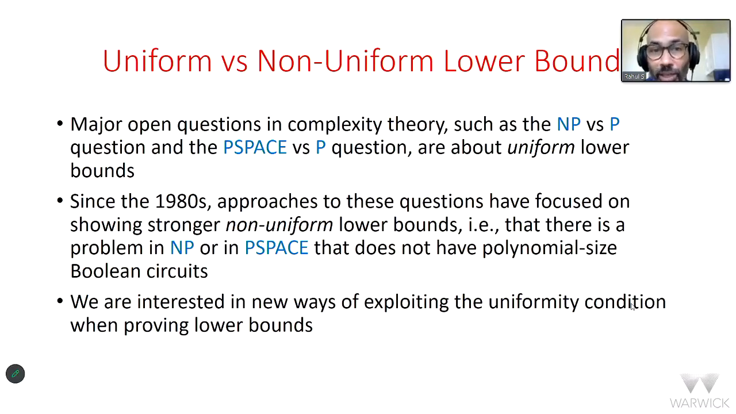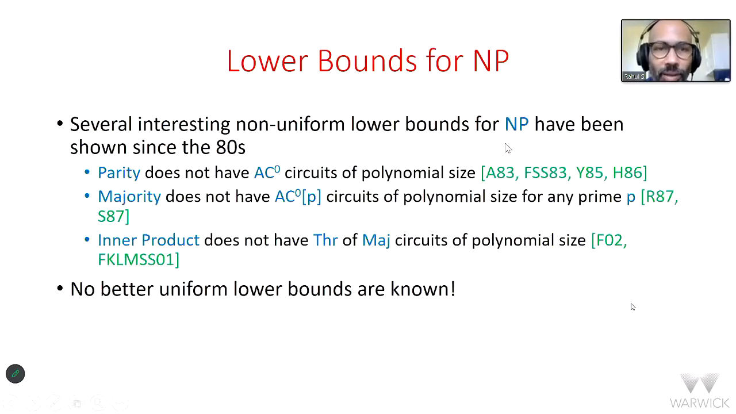We believe it might be significantly easier to show uniform lower bounds than to show non-uniform ones, and we're interested in exploring this possibility. Okay, so just to compare uniform versus non-uniform lower bounds for NP and P space in terms of what's known, there are, of course, several interesting non-uniform lower bounds for NP that have been shown since the 80s.